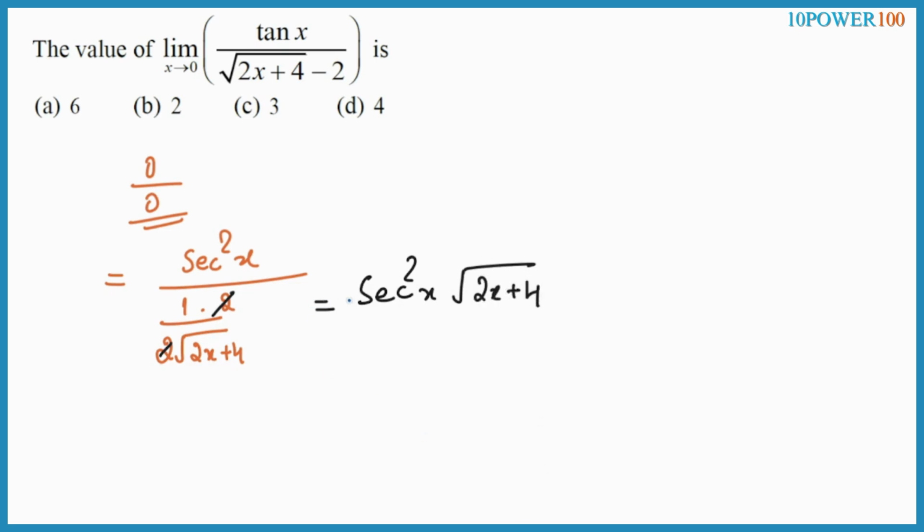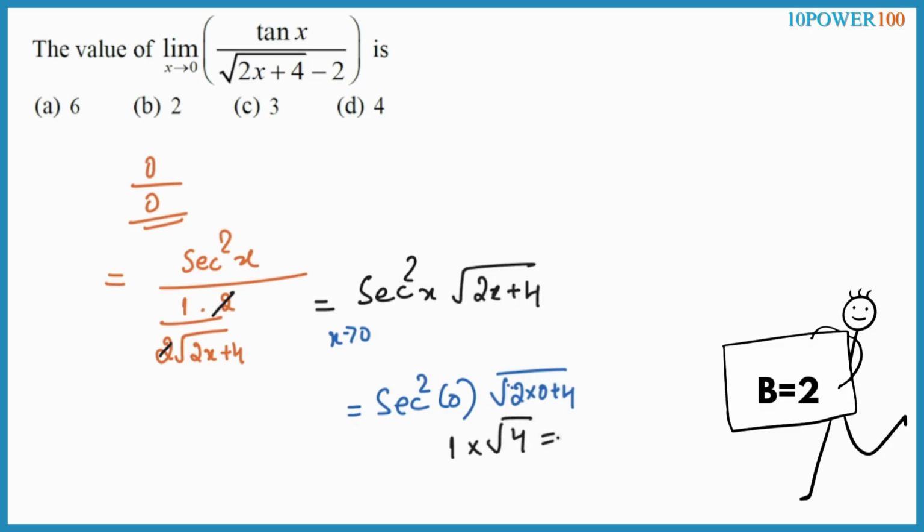Now after the differentiation we have to check the limiting value. The limiting value is x tends to 0, right? Let's substitute that. It is secant square 0 into root of (2 into 0 plus 4). Secant 0 is 1, into 2 into 0 is 0 plus 4, root 4. The value of root 4 is 2. So 2 is the answer. Option B, 2, is the answer.